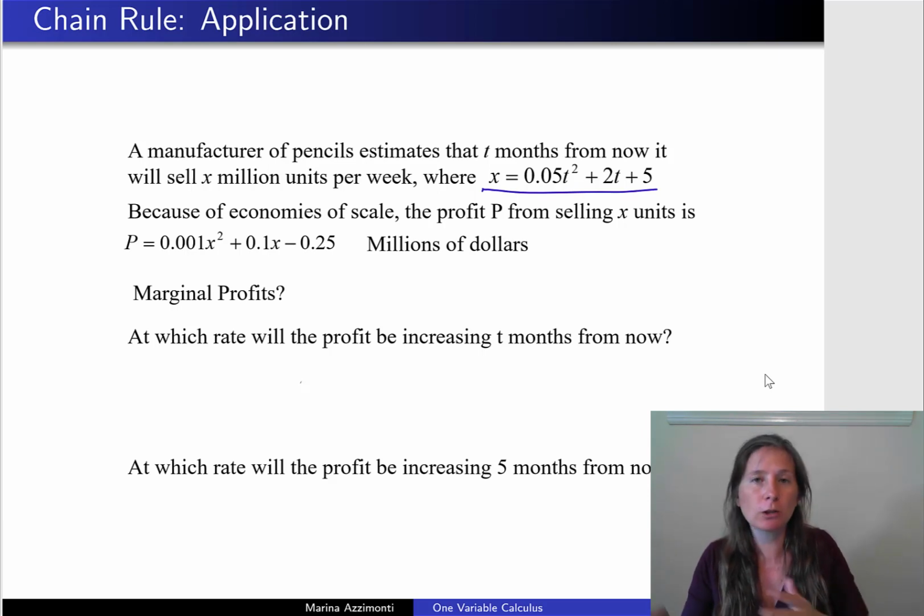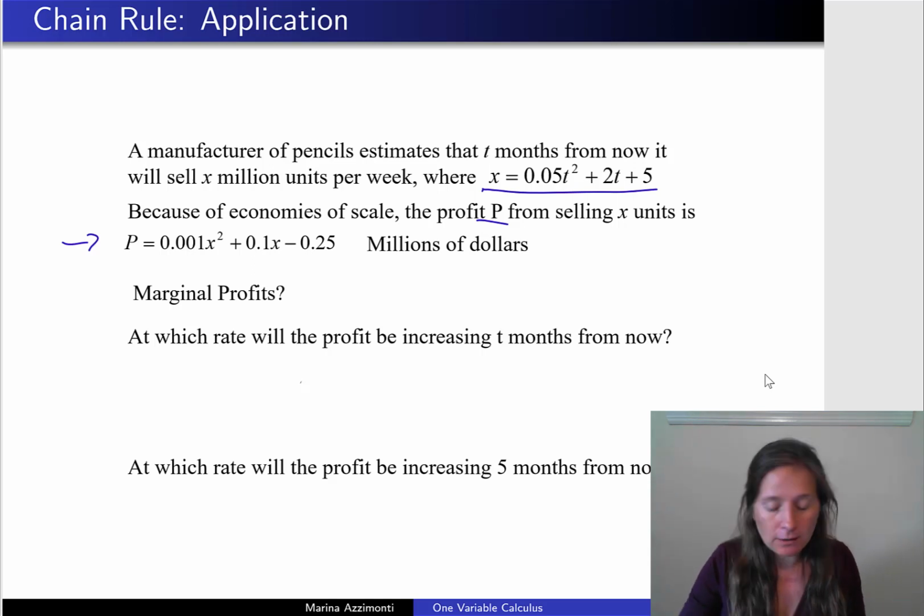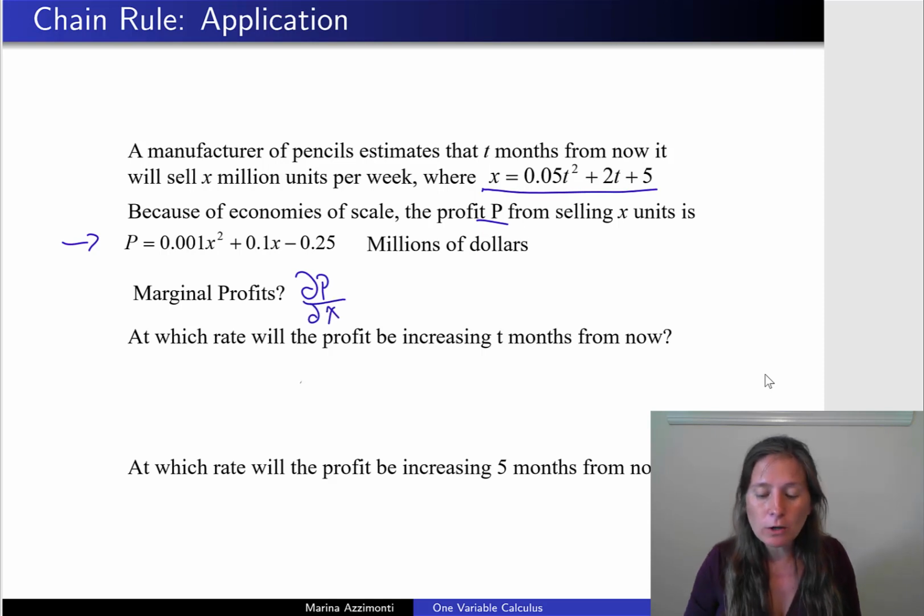So depending on whether T is 1, 2, or 3, you're going to have this quadratic relationship between T and X. Because of economies of scale, the profit P from selling those X units is going to be this many millions of dollars. So this is a function of P that depends on X. So the first question is, what are the marginal profits of this manufacturer? So remember, marginal profit is a derivative. You're being asked about what is the change in P when you change the number of units sold.